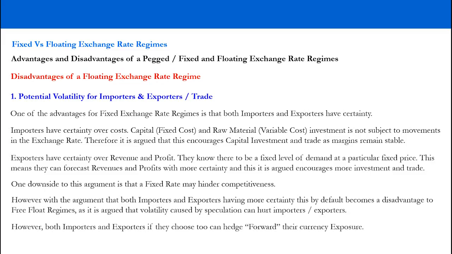What you've also got to remember is that if there is volatility in exports and imports in a free floating regime, both importers and exporters can actually go into the financial markets and hedge forward their currency exposure. We're going to look at this in a bit more detail later. So there's obviously arguments for and against, and you can be in either camp or both camps. You just need to understand the arguments, because from a trader's perspective, when we see these things occurring in the market, we just need to understand how these mechanisms work.